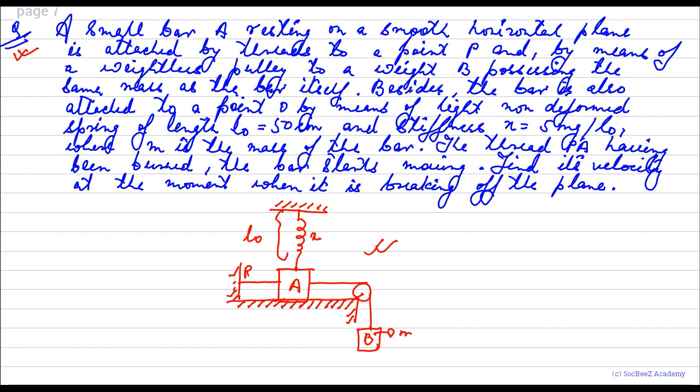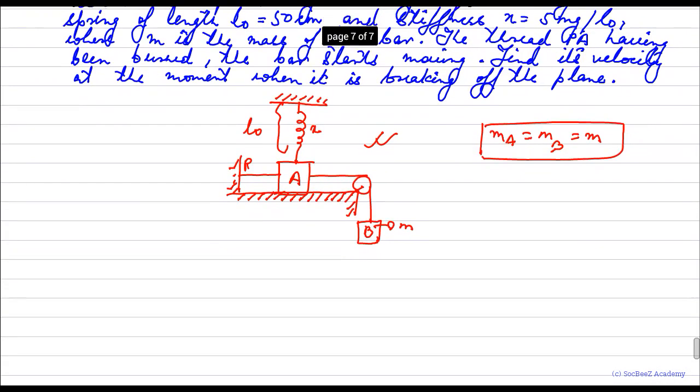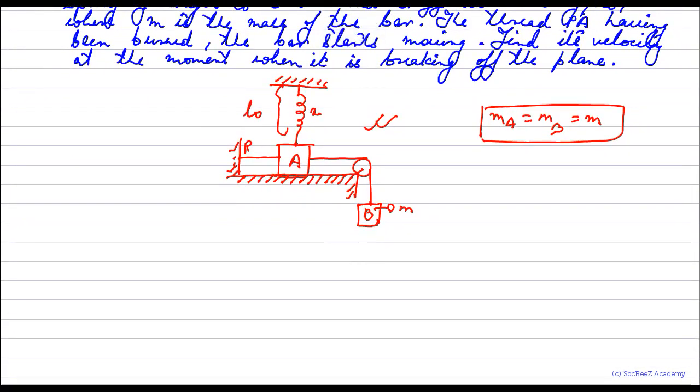and m is the mass of bar A and bar B. MA equals MB equals M. Okay, they have the same mass. I now need to find out the velocity of the individual bars at the moment when bar A is about to break off the plane. This is my thread which was burned, due to which the system started moving. Okay, so let me draw the state when the bar A is about to lose contact with the plane.